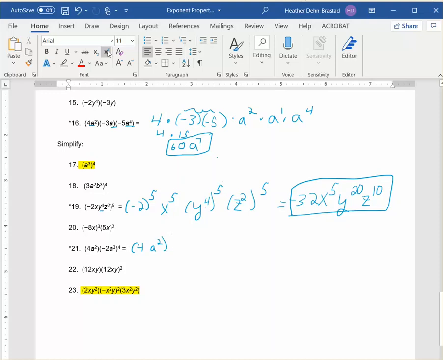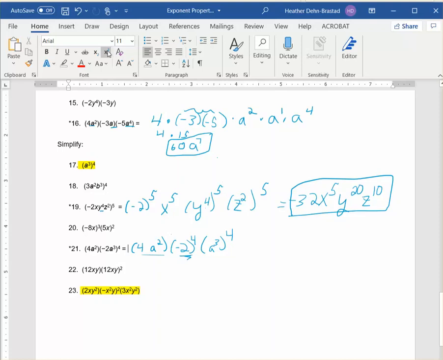But for the next part, I have to apply the exponent of 4 to each factor. So this would be negative 2 to the fourth, and then I would have a to the third to the fourth. I can't simplify this at all, so I'm going to move to this part. Negative 2 to the fourth.